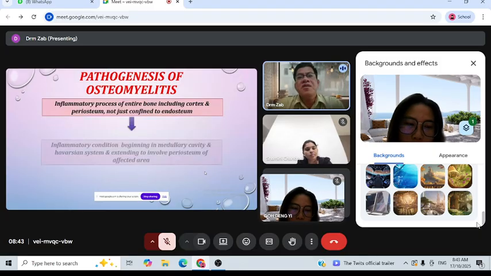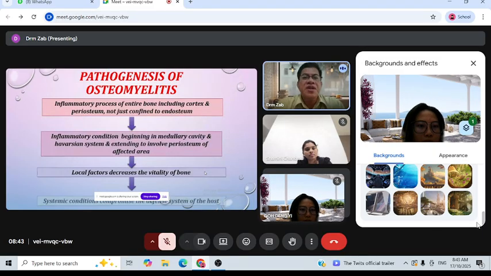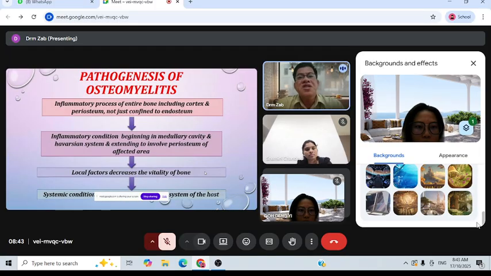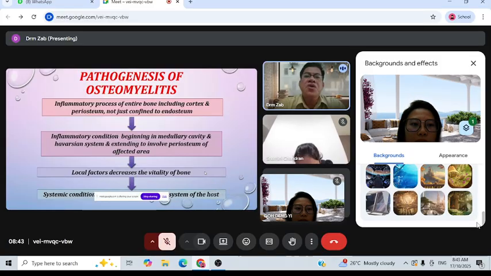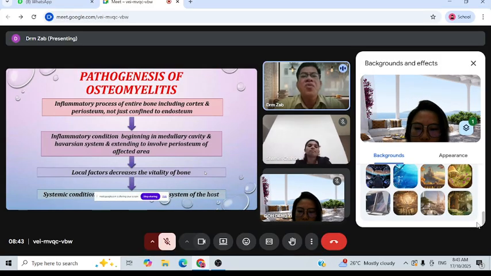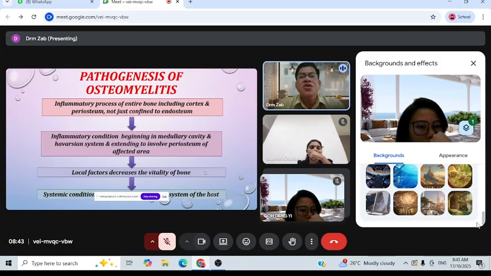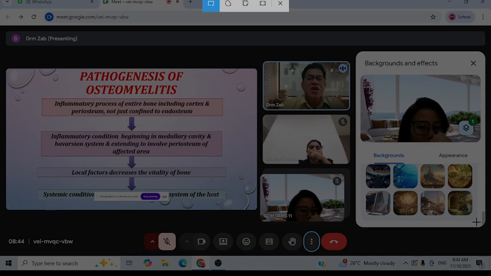So what is the general pathogenesis of osteomyelitis? How does this happen? Remember that osteomyelitis is an inflammatory process of the entire bone, which started from the cancellous area and then spread to the cortex and collected underneath the periosteum, or the pus can be drained either through the intraoral opening or extraoral opening. Right. Okay, so I have mentioned the local factor and the systemic condition. So this is the general pathogenesis, how osteomyelitis occurs.